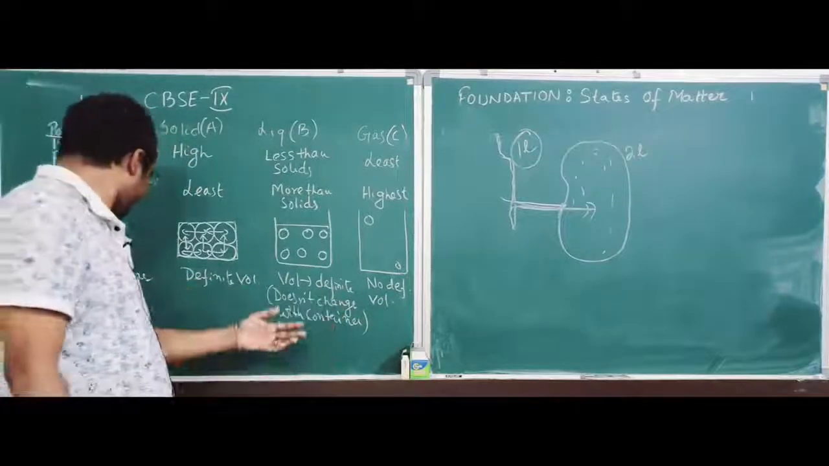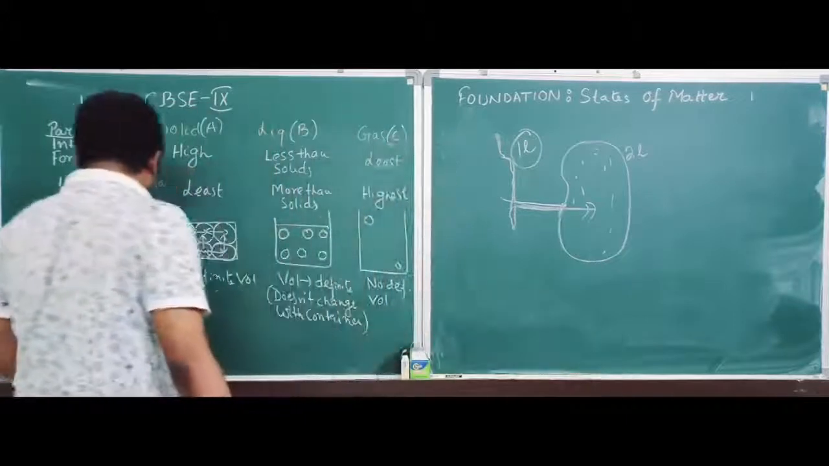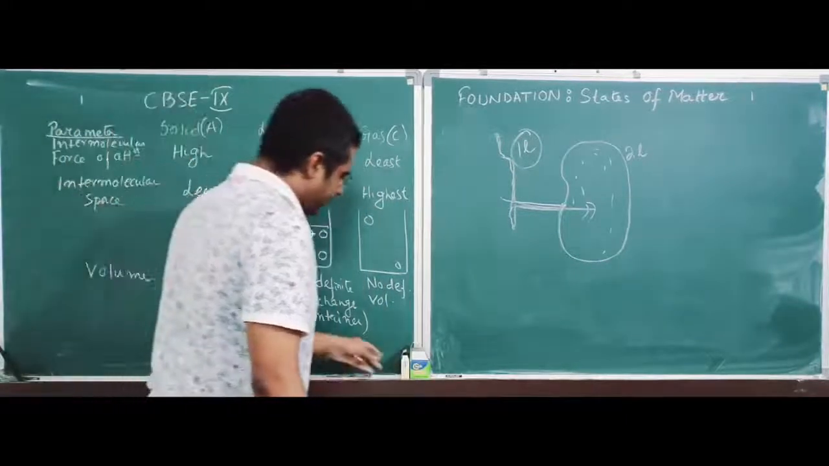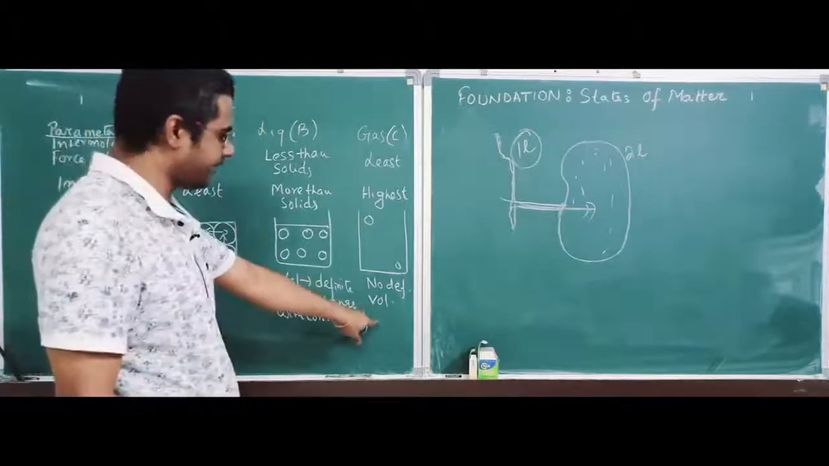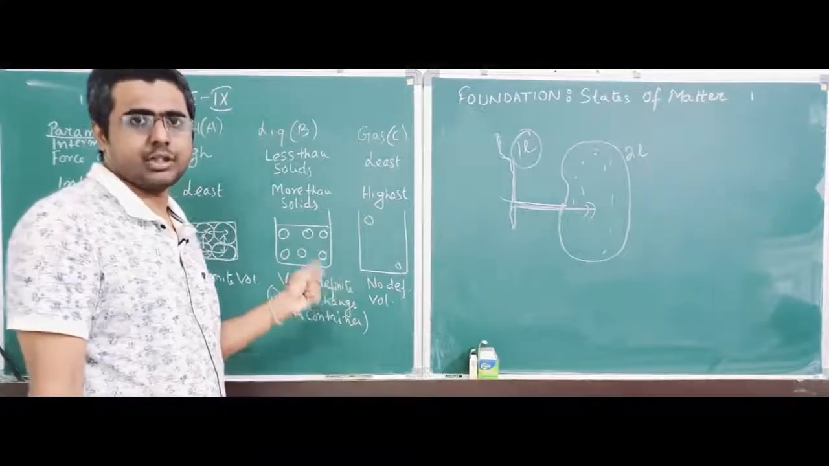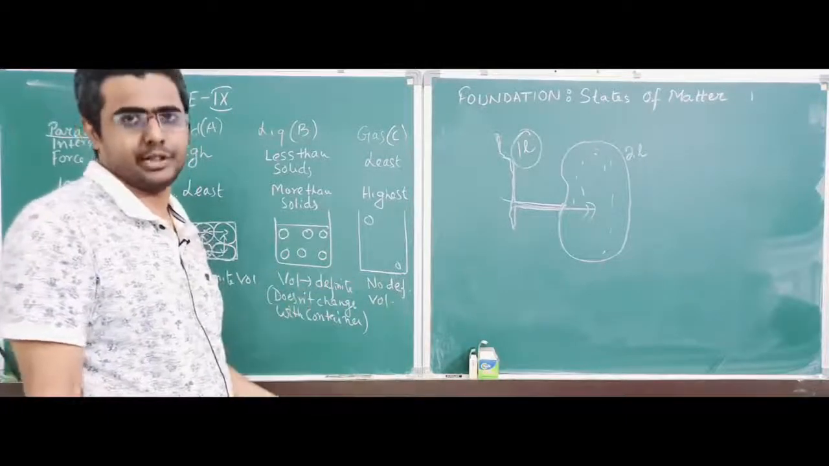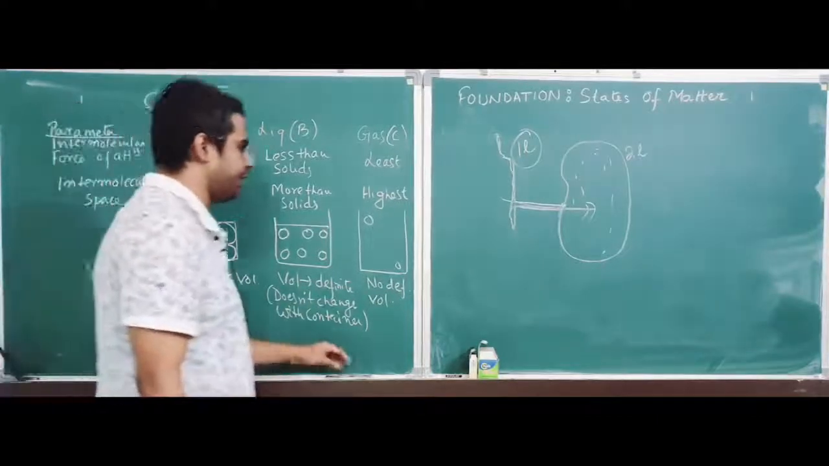I am not getting much space. Okay, I'll release this shape. I can take this shape onto the other board. Now no definite volume, that is for sure. Now other thing is that you can write here, it occupies the volume of the container in which it is put in. Okay, it occupies the volume of the container in which it is put in. Okay.